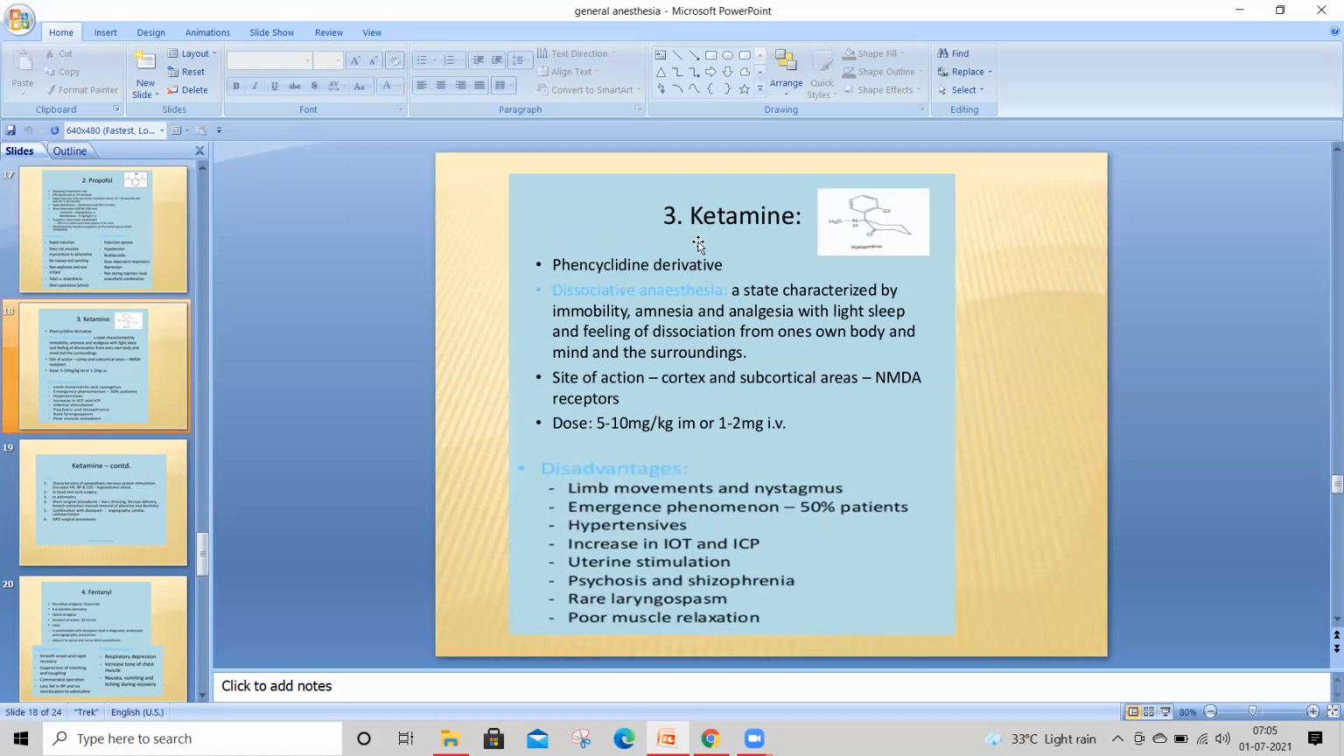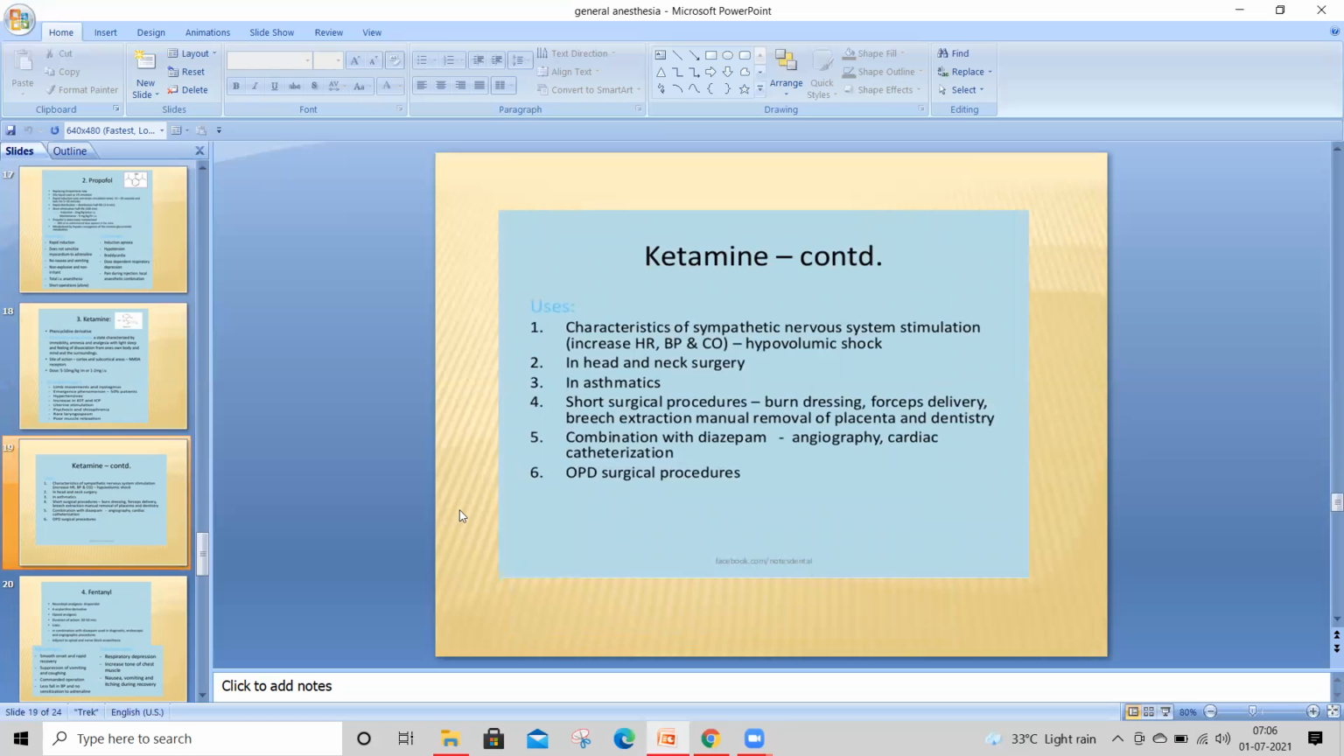Again, ketamine. Ketamine is one of the dissociative anesthetics, and it acts on the cortex and subcortical areas through NMDA receptors. You have to know some disadvantages of ketamine: it may lead to hypertension, it also causes uterine stimulation, and it is a poor muscle relaxant agent. Later you have to know some uses of ketamine.